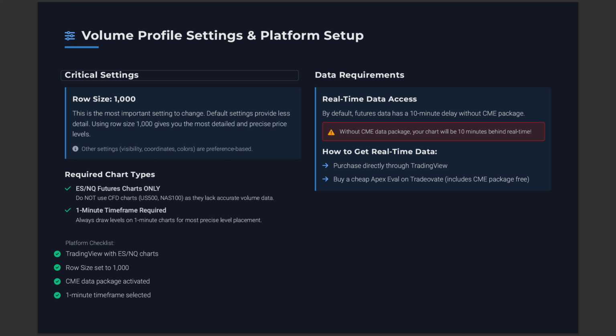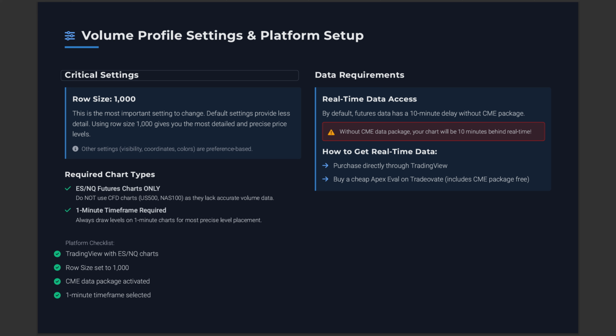By default, it might be set to 30 or another number, but 1000 provides the granular detail that makes all the difference in precision. You must draw your volume profile on a 1-minute chart, regardless of whether you're looking at previous day, previous week, or current session levels. Why? Because it gives you the most precise price levels possible. If you use 15-minute or other time frames, your levels will be less accurate.